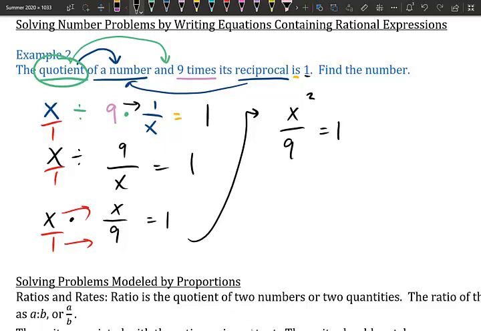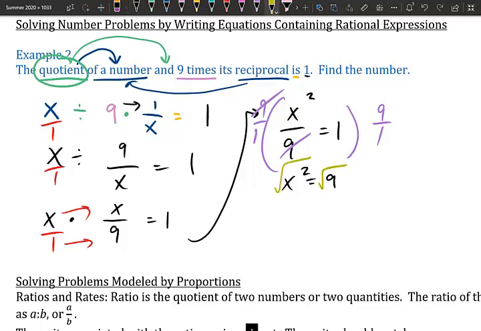We need to solve for x. So in order to solve for x, we need to get rid of the denominator. So to get rid of the denominator, I'm going to multiply it by 9 over 1, because that allows me to cross it out. Now we're left with x squared equals 9. To get rid of squared, we square root, because that's the opposite. So the square root of 9 is positive or negative 3.